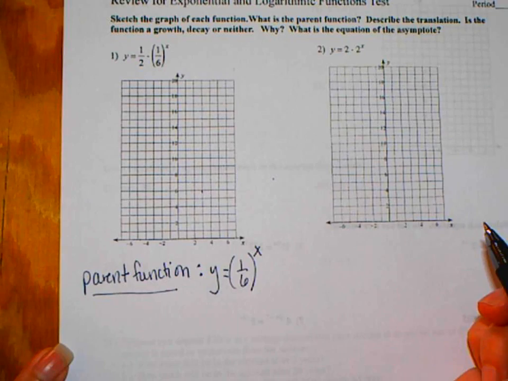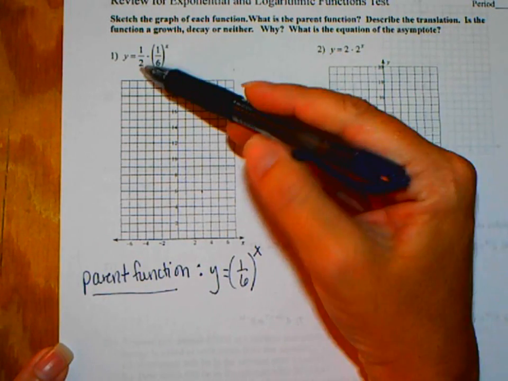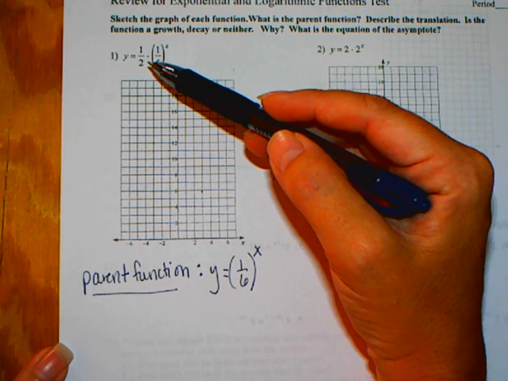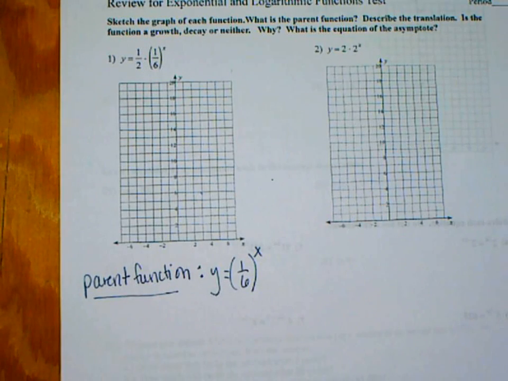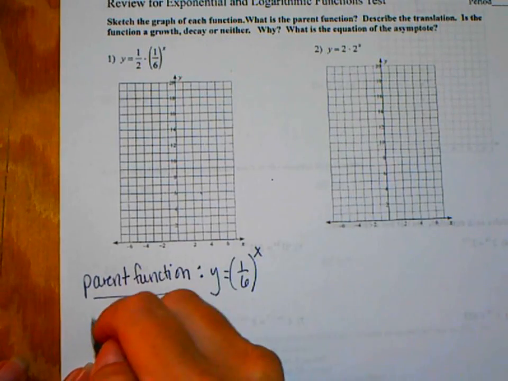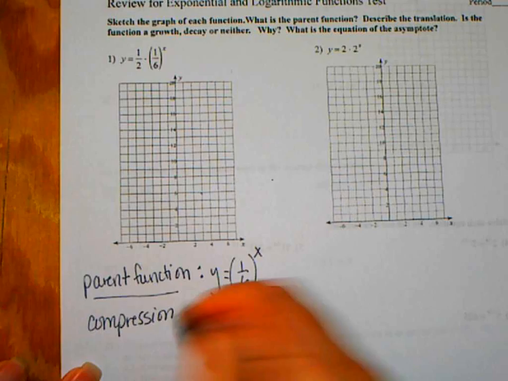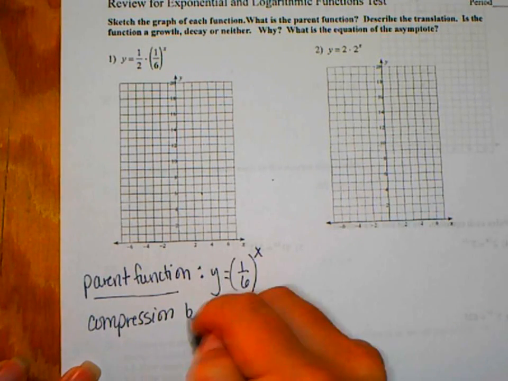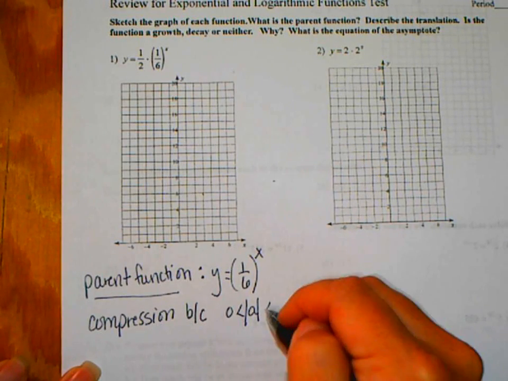So describe the translation. The only difference between what we're graphing and the parent function is our a is 1/2, right? So if our a is a number between 0 and 1, what does that tell us? Is it a stretch or a compression? That's right, kids, it's a compression. This is between 0 and 1. So this is a compression. I'm going to say because the absolute value of a is between 0 and 1.